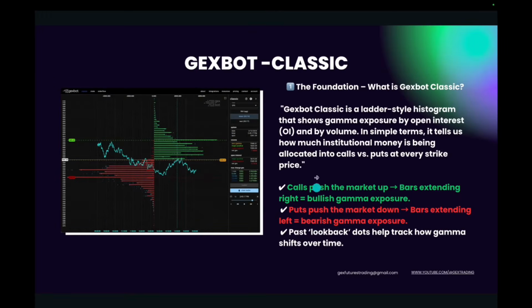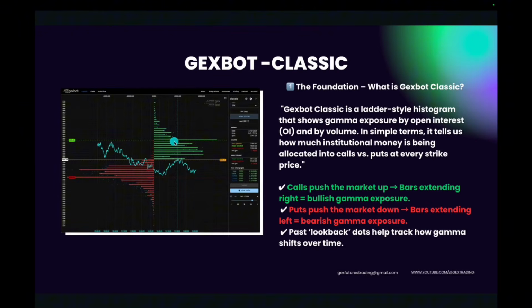So let's dive in. What's the foundation? What is Gexbot Classic? If you can see, Gexbot Classic is a ladder-style histogram that shows you the gamma exposure. It gives you two readings, one by open interest and one by volume, right? The one by volume is the one that we are tracking, the one we are interested in.